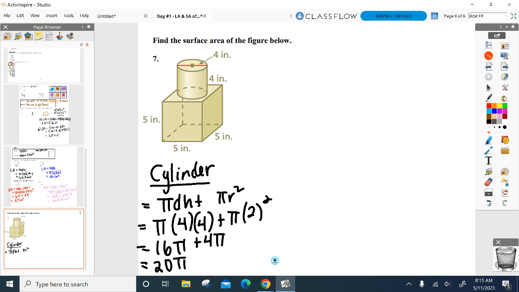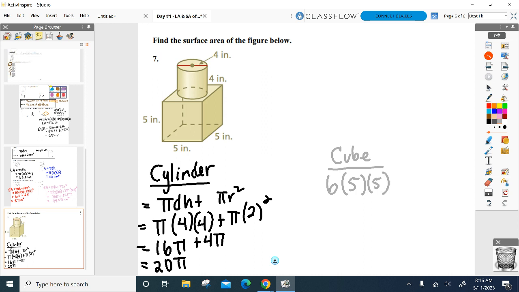All right, let's go cube. Surface area. How many faces are on a cube? 6, right? And they're all the same. So 6 times, what's each face measure? They're all the same. 5 times 5, right? Everyone's with me so far, 6 of them.